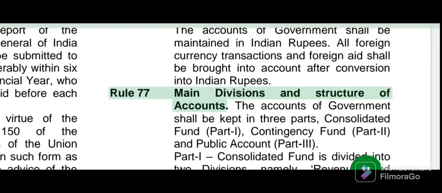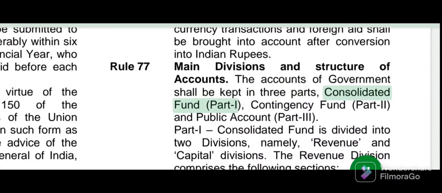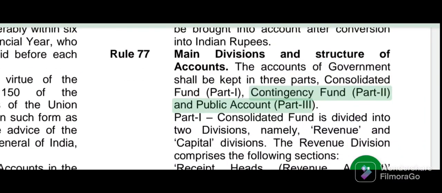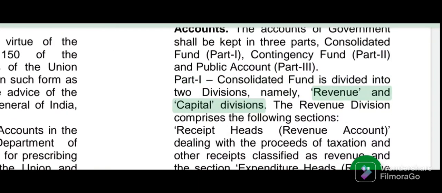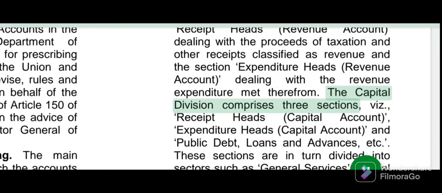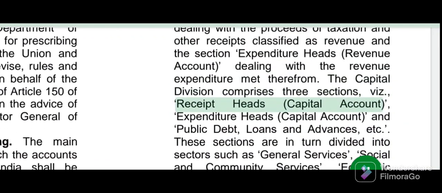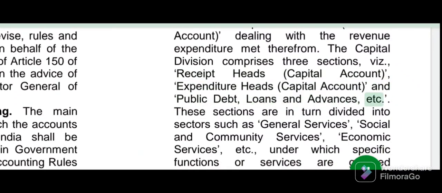Rule 77: Main divisions and structure of accounts. The accounts of government shall be kept in 3 parts: Consolidated Fund (Part 1), Contingency Fund (Part 2), and Public Account (Part 3). Part 1, Consolidated Fund, is divided into 2 divisions, namely, Revenue and Capital divisions. The Revenue division comprises the following sections: Receipt Heads, Revenue Account, dealing with the proceeds of taxation and other receipts classified as revenue in the section; Expenditure Heads, Revenue Account, dealing with the revenue expenditure met therefrom. The Capital division comprises 3 sections, viz. Receipt Heads, Capital Account; Expenditure Heads, Capital Account; and Public Debt, Loans and Advances, etc.